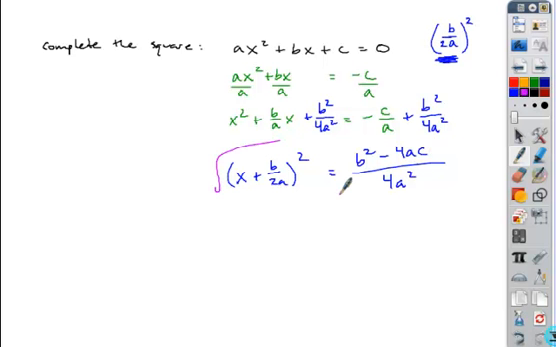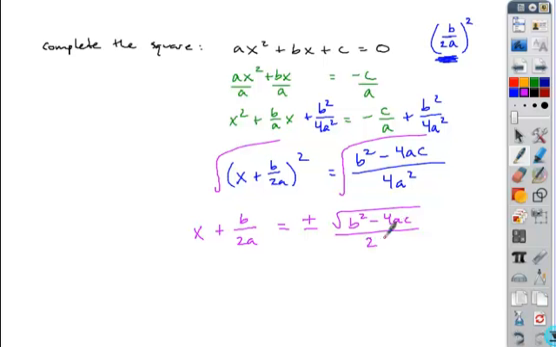Okay, and then I can extract my square root here. When I extract my square root, I get x plus b over 2a is equal to, take into consideration the positive and negative of this root. In my numerator, I get b squared minus 4ac. In my denominator, if I take the square root of 4, it simplifies to 2. Square root of a squared simplifies to a. And then to isolate my x completely, I'm going to subtract b over 2a from both sides. Remember, whatever you do to both sides, put it in front of the plus or minus.